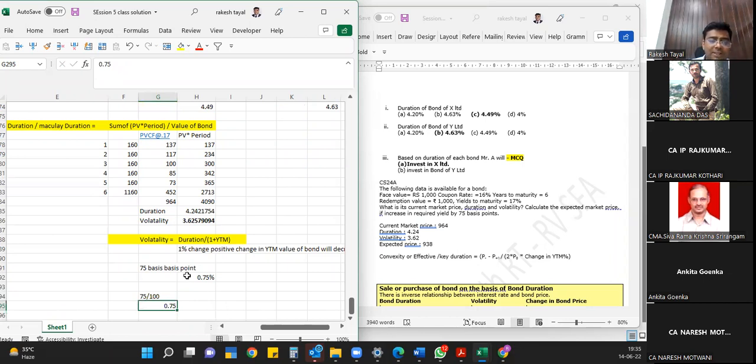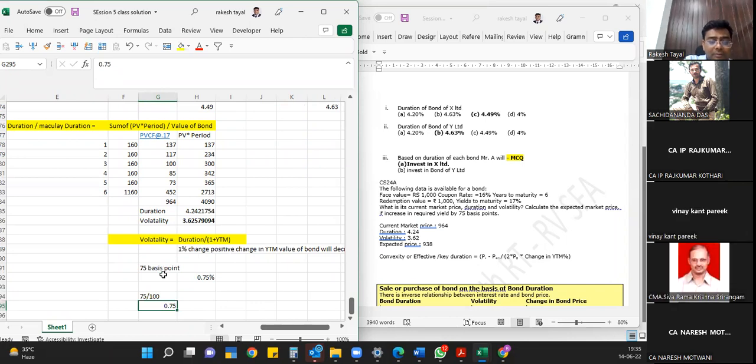75 basis point. Who has given the answer? Sachitanam. Yeah, Chitanji. So is it 75 by 100? 0.75? 0.75%. It's not 0.75. 0.75 will give you the 75%, which is wrong.